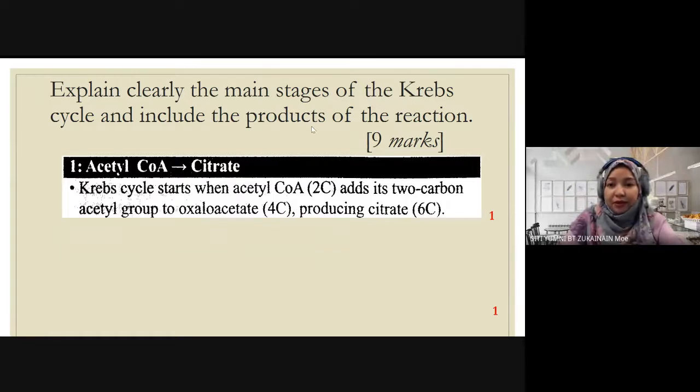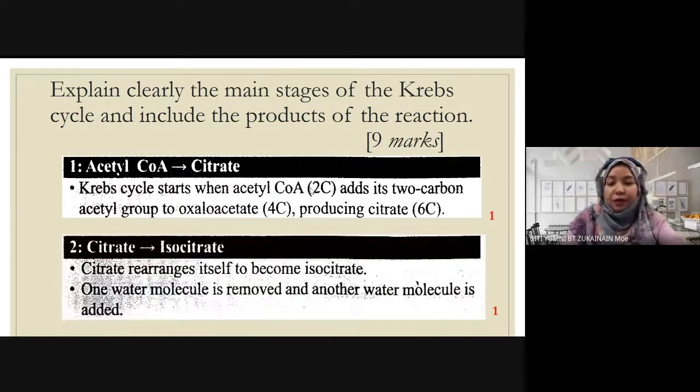So you already cover the first stage of the Krebs cycle and the products of the reaction. Then you need to continue your essay. Citrate rearranges itself to become isocitrate. The second stage is citrate becoming isocitrate. One water molecule is removed and another water molecule is added. So here you will get 1 mark for each statement.